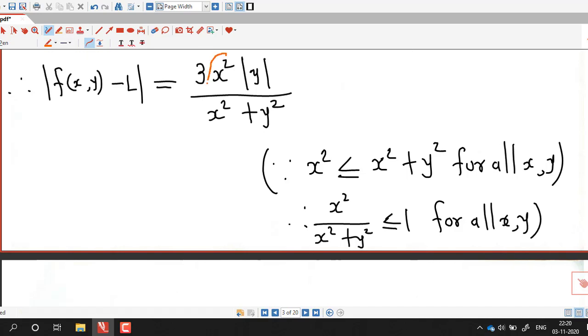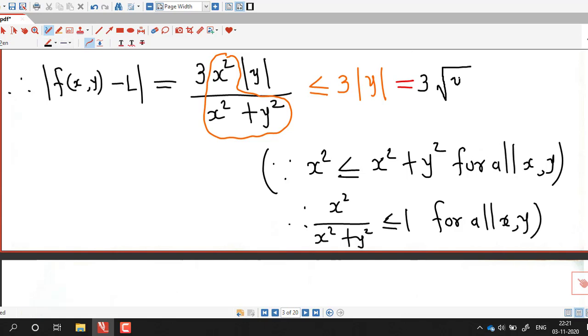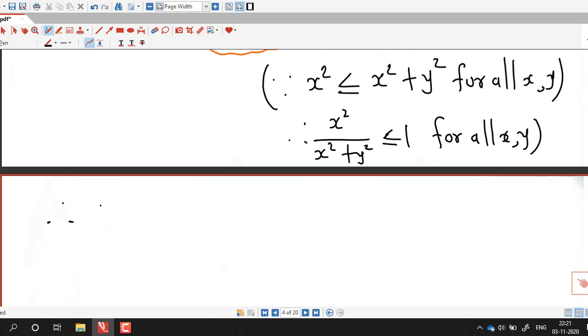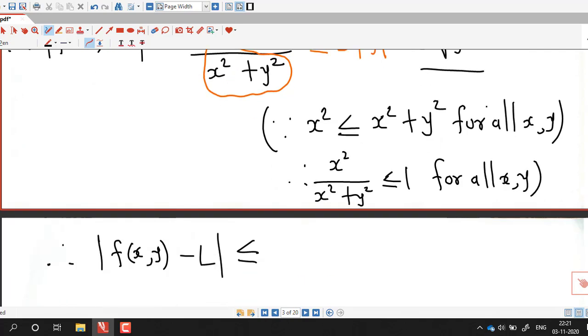If we consider this part, x square over x square plus y square, this is less than or equal to 1. So that means this is less than or equal to 3 times absolute value of y, using this fact. Now absolute value of y can be written as square root of y square. So therefore we are able to write the absolute value of f(x,y) minus L, which is less than or equal to 3 times square root of y square.